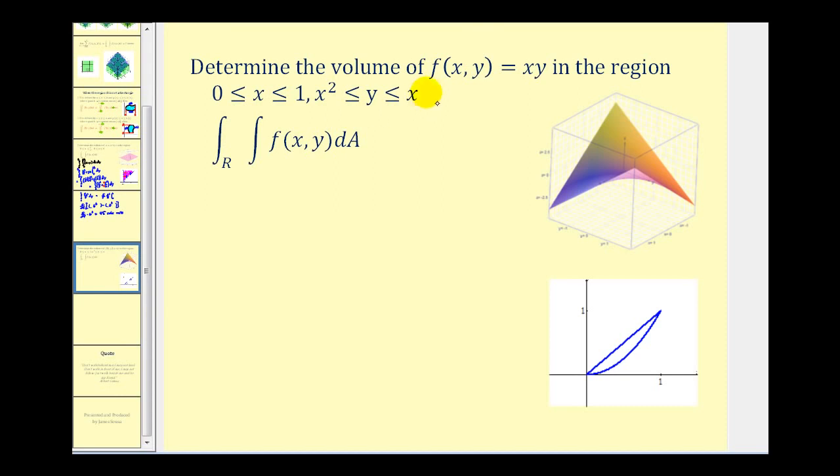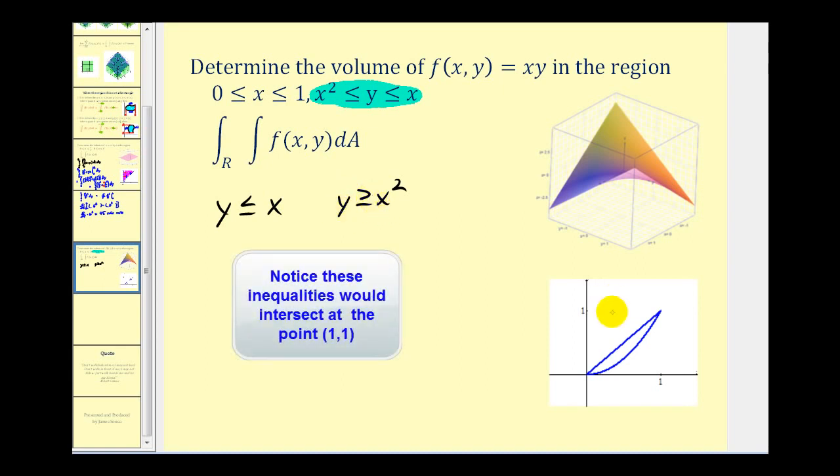Here we want to determine the volume of the given function in the region where x is on the closed interval from 0 to 1 and y is on the closed interval from x squared to x. Let's take a closer look at this interval here. This compound inequality can be written two ways. Starting from the center moving to the right, we have y is less than or equal to x, and then from the center to the left, we have y is greater than or equal to x squared. So y would be below the line, y equals x, and above the parabola, y equals x squared.